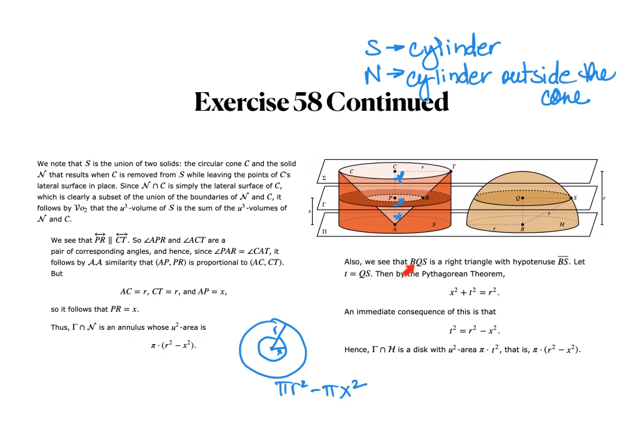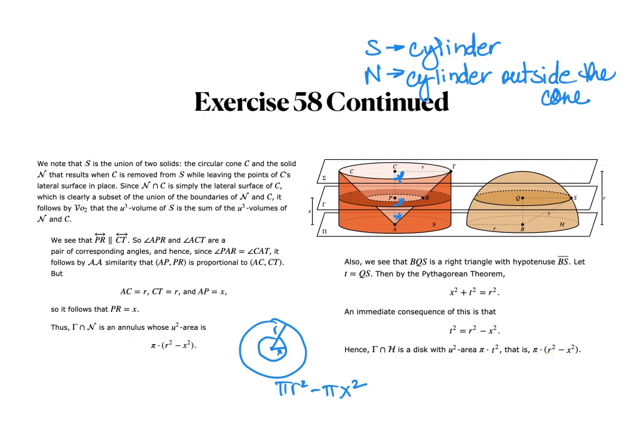Also, we can see that BQS over here is a right triangle with hypotenuse BS. And we know this hypotenuse is r because the radius of that half ball is r. And so we can use the Pythagorean theorem. So x squared, that's this distance here, plus t squared is equal to r squared. If I solve for t squared, I find t squared is equal to r squared minus x squared. And therefore, the intersection of gamma with my half ball is a disk with square unit area pi t squared, or pi times r squared minus x squared.